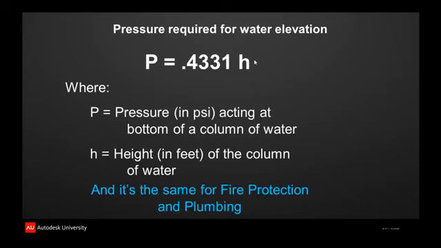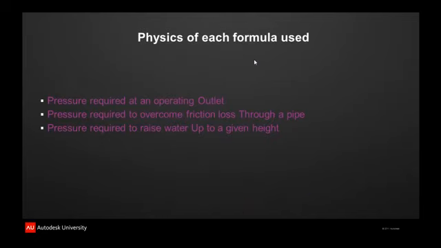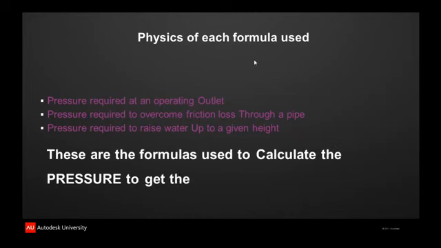So we've got our three formulas. And this one, like the last, is exactly the same for fire protection and for plumbing. The advantage now is that this is pretty easy to memorize or keep track of. There's three formulas. First one is to get pressure out. Actually, the third one is to get the pressure up. And the second one is to get the water through. And so if we just remember, these are the formulas that are used to calculate the pressure to get the flow out: out the outlet, up the pipe, and through the pipe to get the flow out of the system.